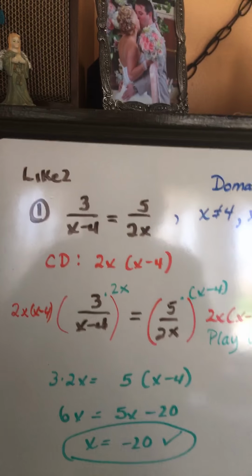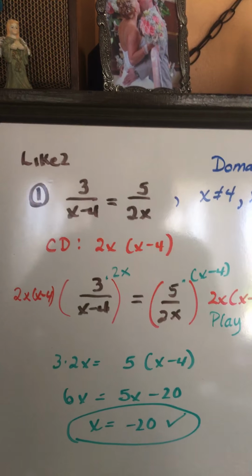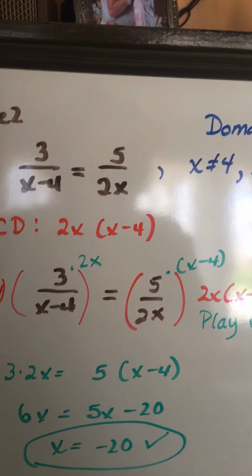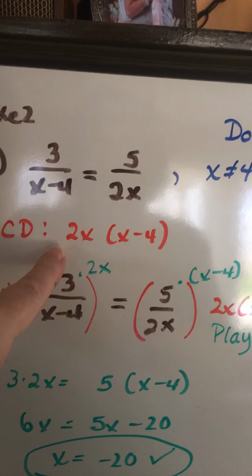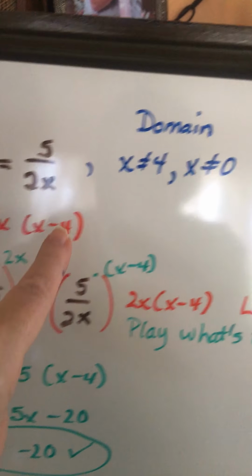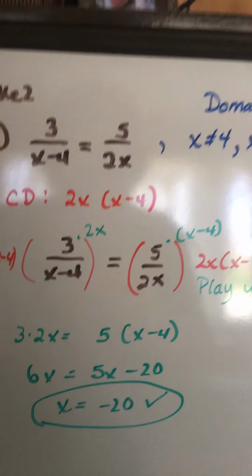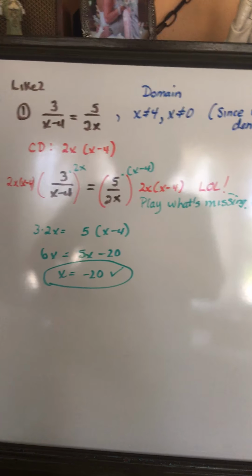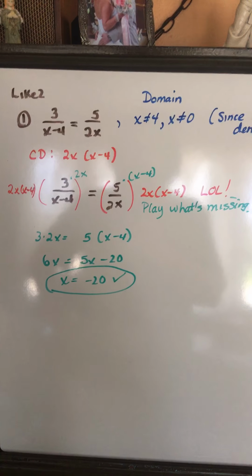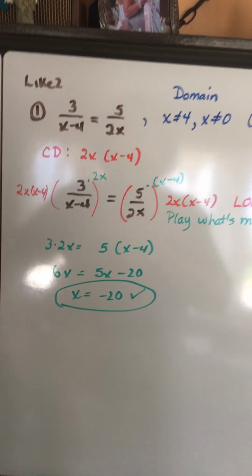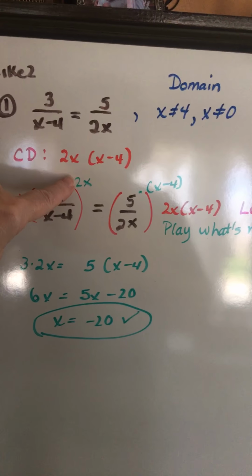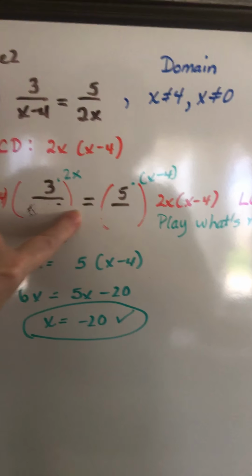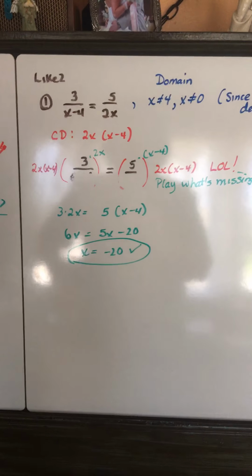Problem 2 on your worksheet is very similar to problem 1. Most books teach you to cross multiply. That's actually okay for this one, but I always like to say what's the common denominator. Notice I can't have 0 or 4 because those make the denominator equal to 0, and you cannot have a denominator of 0. Books will tell you to show that multiply, but we play what's missing. x minus 4 needs the 2x, 2x needs the x minus 4, and when you play what's missing, you have removed that denominator already.